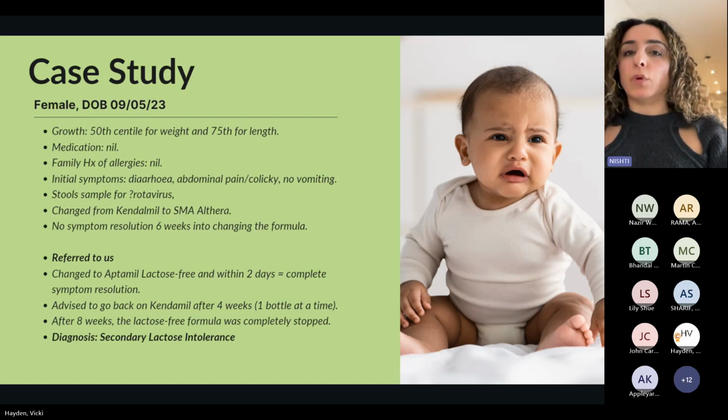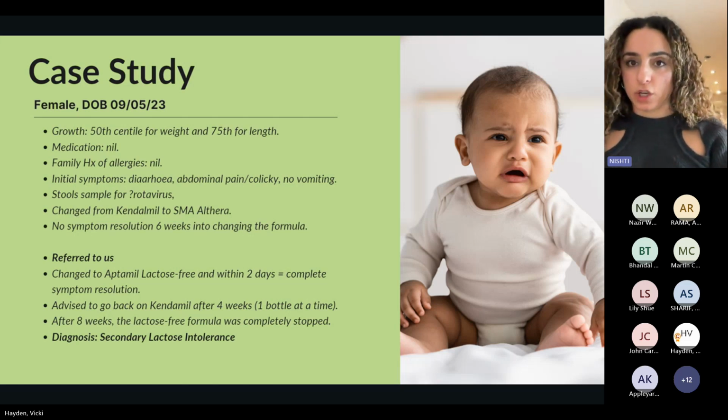It does sound more like a case of lactose intolerance because it's only the bowels that are affected. So we changed her over to Aptamil lactose-free and there was complete symptom resolution. But she was also advised to go back on Kendamil after 4 weeks. And I am very up for getting children off formula as quickly as possible.